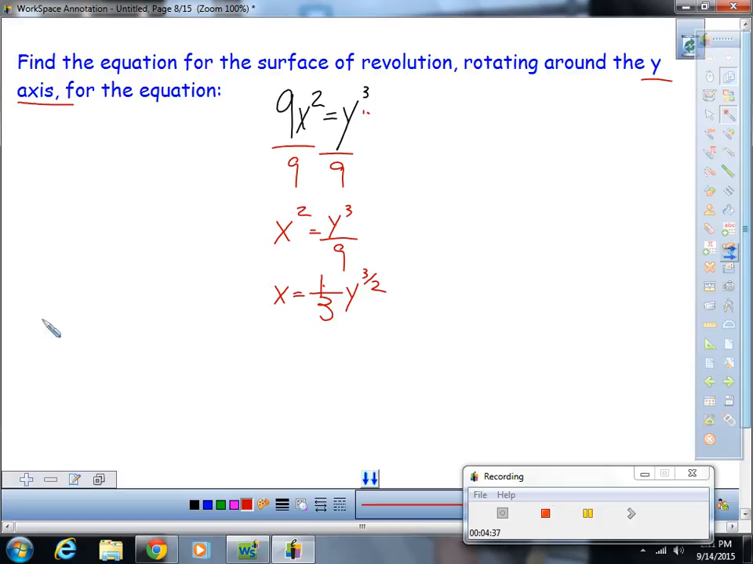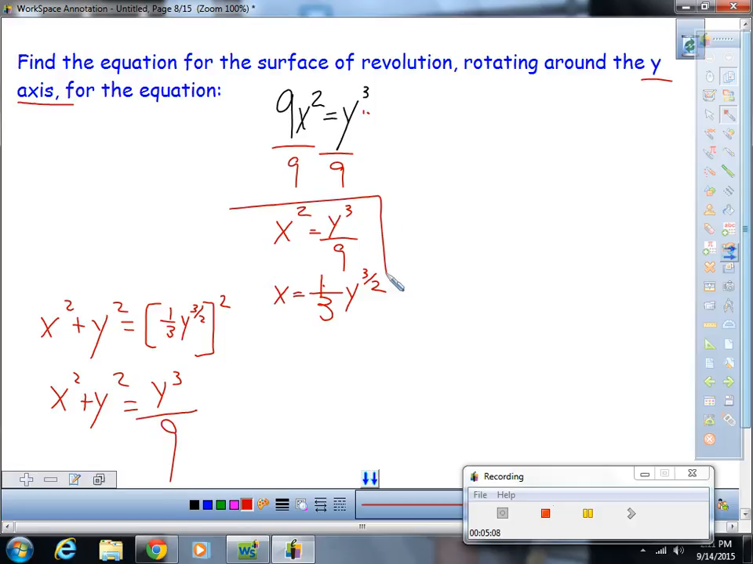So from there, we can say that x squared plus y squared equals (1/3 y to the 3/2) squared, and so our final answer will be x squared plus y squared equals y cubed over 9. So now you see why it might have been easier just to stop here when we solved it as a term of x squared and not as a function of x.